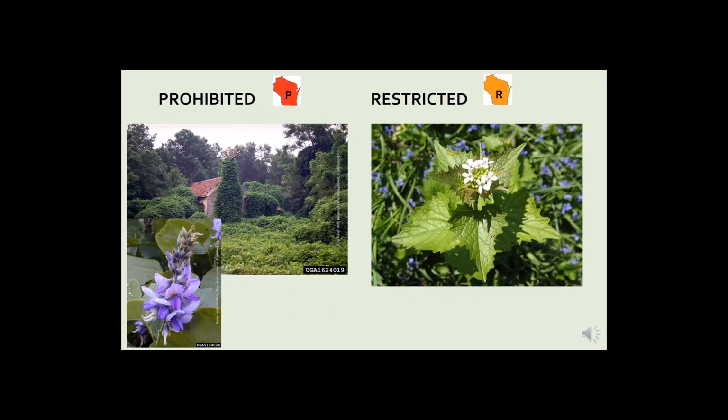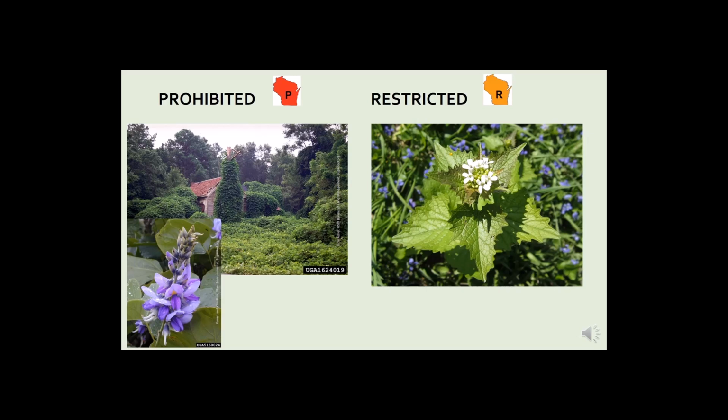Let's look at some examples of prohibited and restricted species. On the left, we have kudzu, which fortunately isn't in Wisconsin yet, but if you're familiar with kudzu, you know that it's the plant that swallowed the South. This is considered a prohibited species in Wisconsin because it has been moving further north towards our southern border, and we know that if this species were to enter Wisconsin, it could create a lot of problems if it's not managed properly. And so this is a prohibited species that's essentially on a watch list right now. We want to make sure that if and when it enters Wisconsin, we can manage it right away.